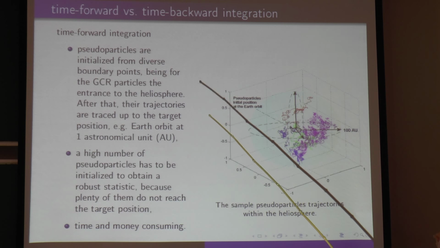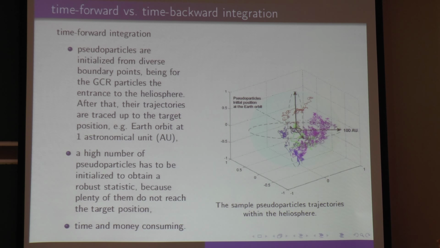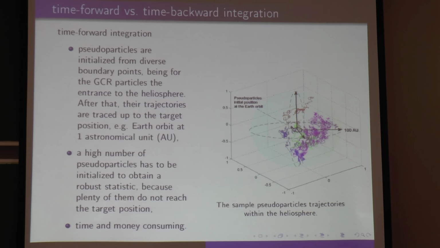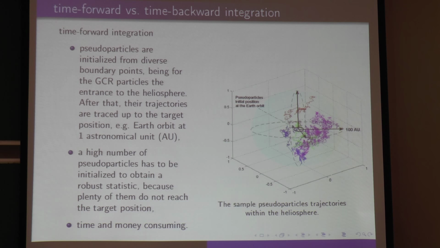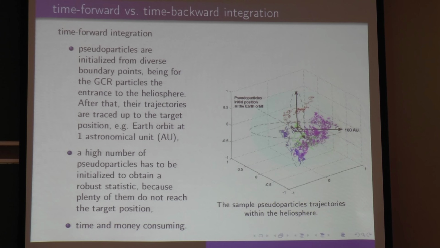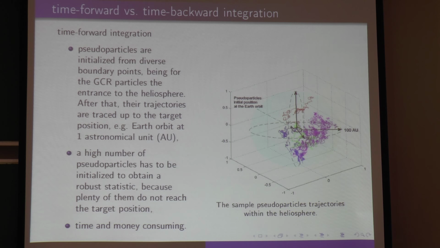In time forward integration, pseudoparticles are initialized from various points at the boundary of the heliosphere, and after that the trajectories are traced up to the target position, for example, Earth orbit. In this approach, we must have a high number of pseudoparticles in order to obtain enough statistics. But could you show again the equation?